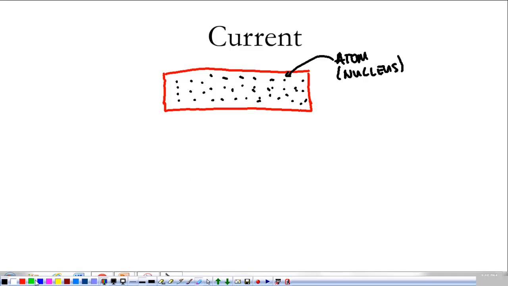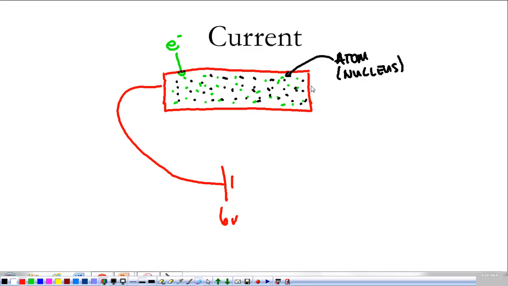And then around those black dots, we'll make them fun. For each black dot, we've got an extra little electron floating around. And that's these green dots. These green dots are electrons. Okay, so that is an electron. So this is a piece of metal. What we're going to do is take and hook up a 6-volt battery to that piece of metal. And we're going to look at what happens when we hook up that 6-volt battery.